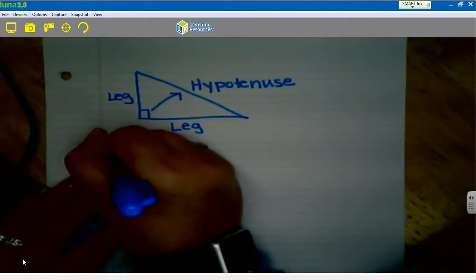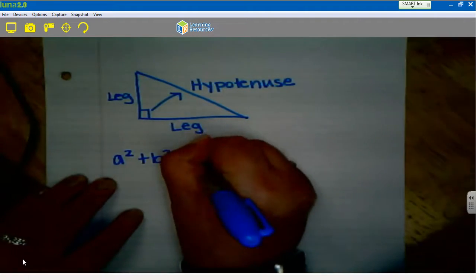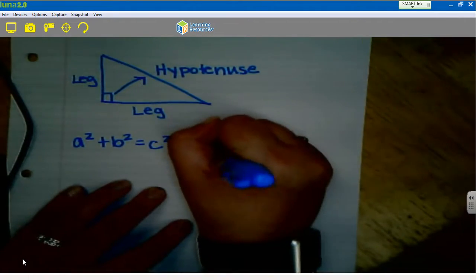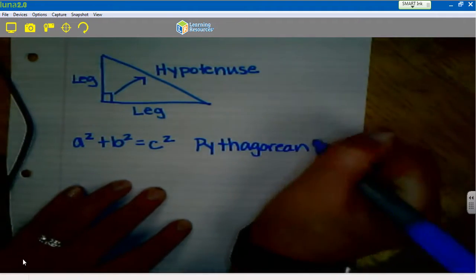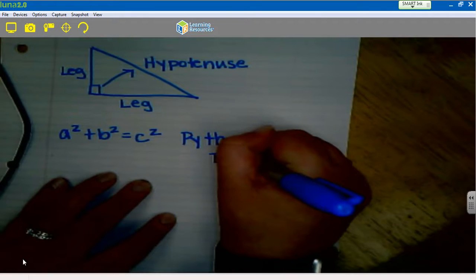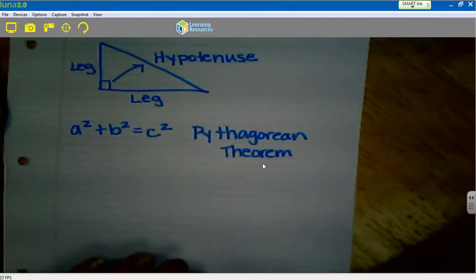And then we have something called a squared plus b squared is equal to c squared. And that is called the Pythagorean Theorem. Hold on, looks like I'm frozen. We're going to pause a moment. Okay, and we're back. So a squared plus b squared equals c squared. That is called the Pythagorean Theorem.